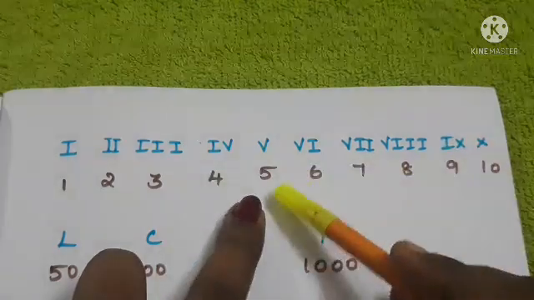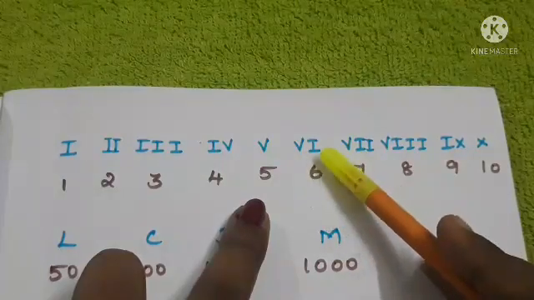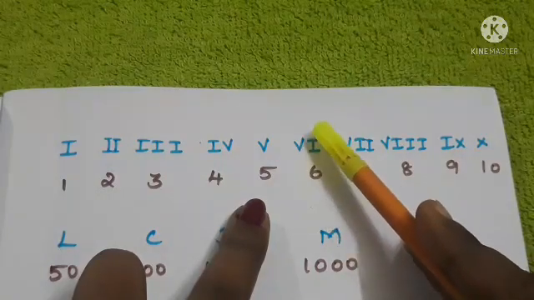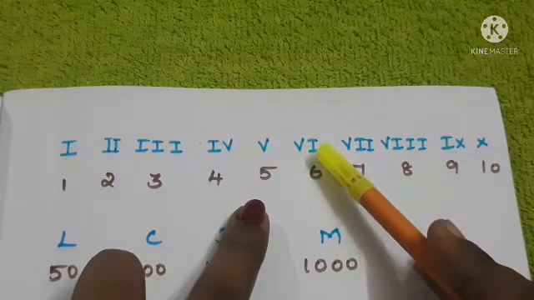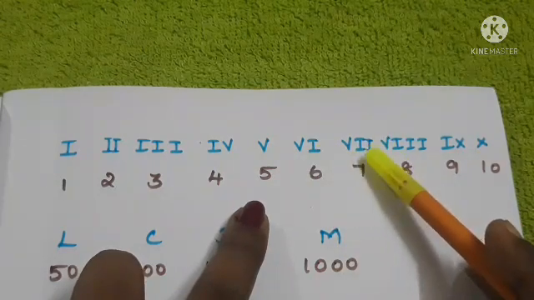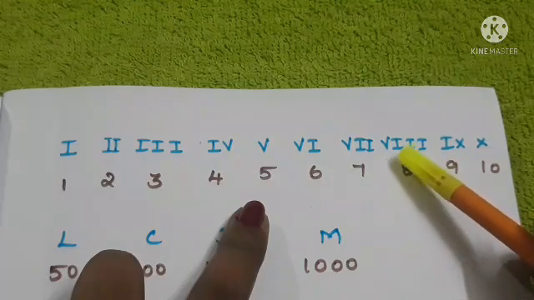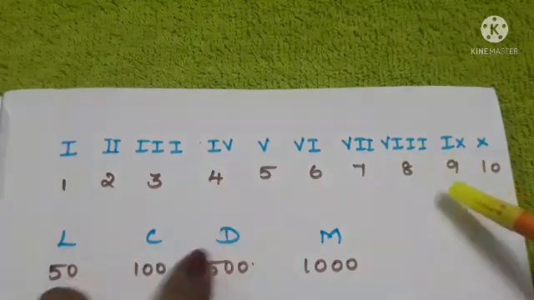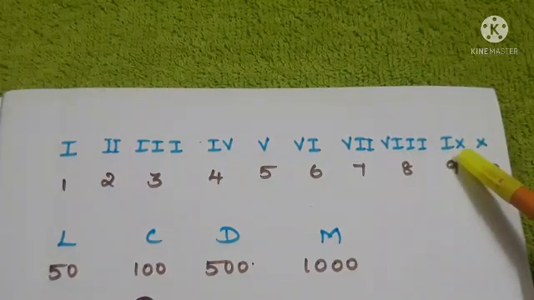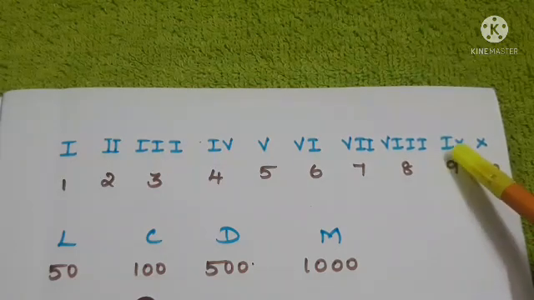Next, 5 means we have to write V. 6 we have to write VI, because 5 means V and I means 1, so 5 plus 1 is 6. For 7 we have to write VII, 5 plus 1 plus 1. 8 we write VIII, 5 plus 1 plus 1 plus 1. Then for 9 you have to write IX. Don't write VIIII, that is wrong. You have to write IX.